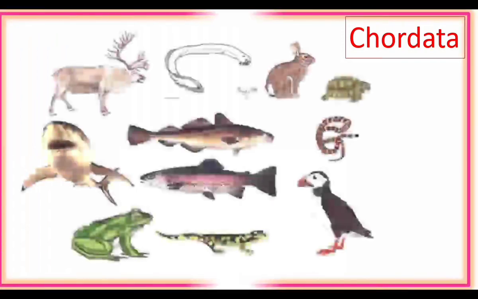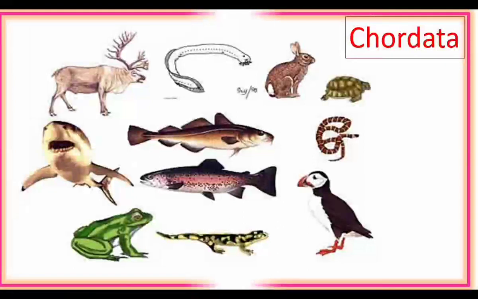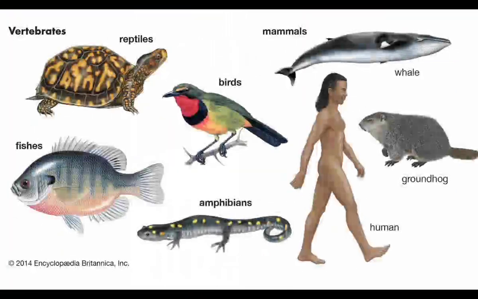Welcome to the biology class. In this video, we are going to start the phylum Chordata. Phylum Chordata includes animals with notochord or backbone. Chordata includes the familiar animals like fishes, frogs, snakes, rabbit, birds, human beings.